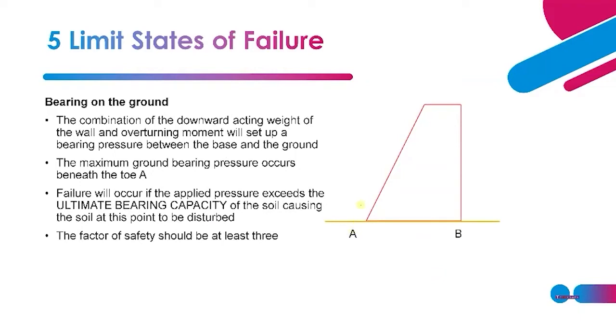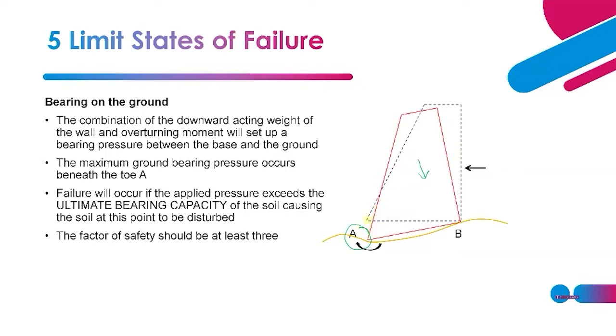So the combination of downward acting weight, here we have the downward acting weight of the wall, and overturning moment will set up a bearing pressure between the base and the ground. The maximum ground bearing pressure occurs beneath the toe. Failure will occur if applied pressure exceeds the ultimate bearing capacity.